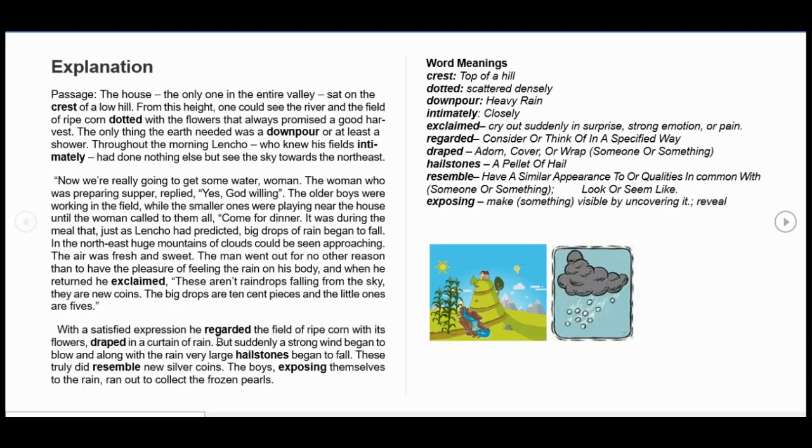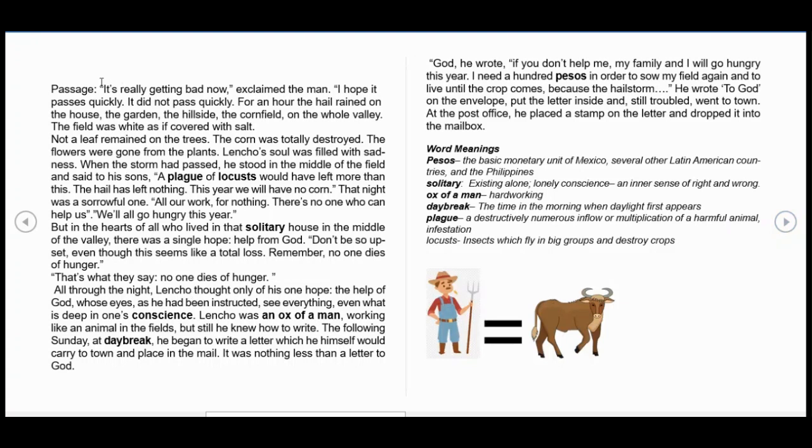But then suddenly the climate changes and there's strong wind blowing, and these raindrops turn into hailstones. Hailstones are pellets of hail that fall when the temperature is very low. So instead of raindrops, there are hailstones now. Now these truly resemble, they look like the coins that he mentioned. They literally look like coins, and the boys who are playing around, they go out and they start collecting these pearl-like hailstones. But now Lencho is worried, as rainfall was good for crop, even if it was a downpour.